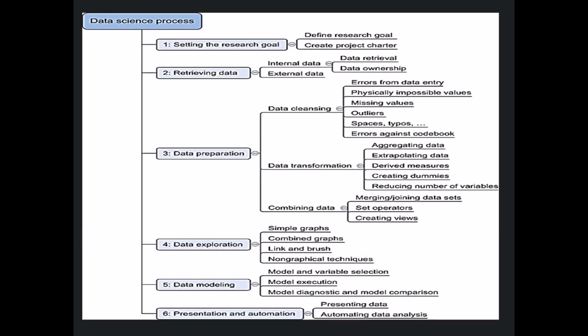The next one is data preparation. Now we set a research goal and we confirmed with the client, and then we retrieved the data from both inside the organization, or inside the college, and outside the college. Now comes preparation. What do you mean by preparation? Now you have a name list of all the colleges, specifically the second year name list from all the colleges.